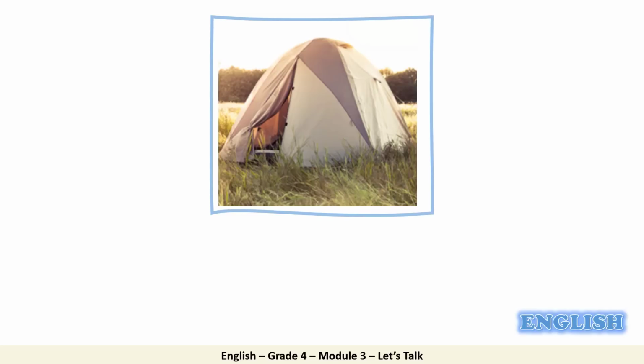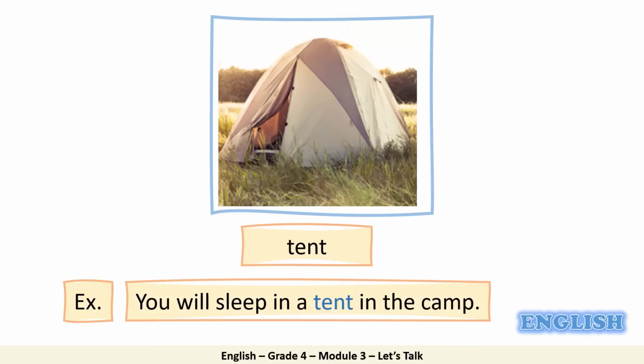Now, in this picture, we see a place that people sleep in, but not at home. They sleep in it outdoors, in nature. What do we call this? It's a tent. Read the example with me. You will sleep in a tent in the camp. And tent is a noun.